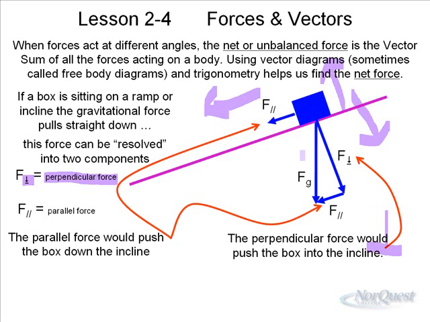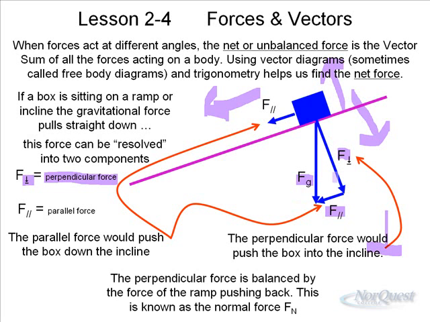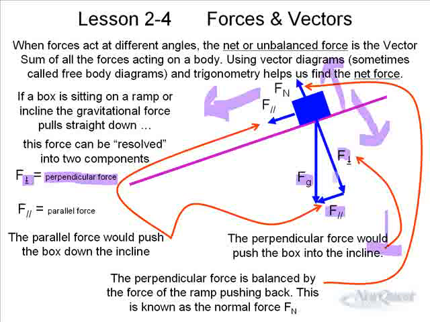We've drawn it in two parts. What it does here is it just completes this right angle triangle. We've taken the force of gravity and resolved it into two perpendicular components. And again, these components are independent of each other. The perpendicular force is balanced by the force pushing back, which is called the normal force. So the normal force and the perpendicular force are equal but in opposite directions.